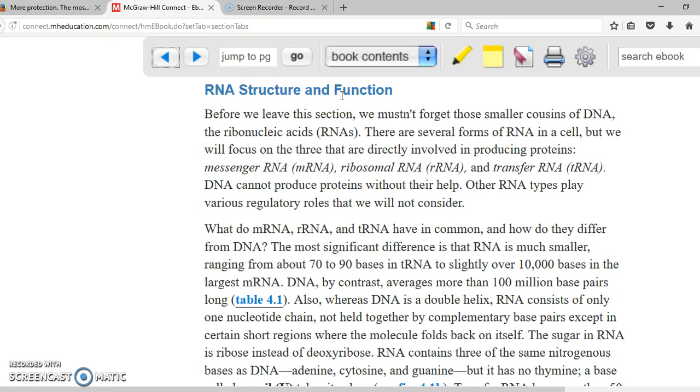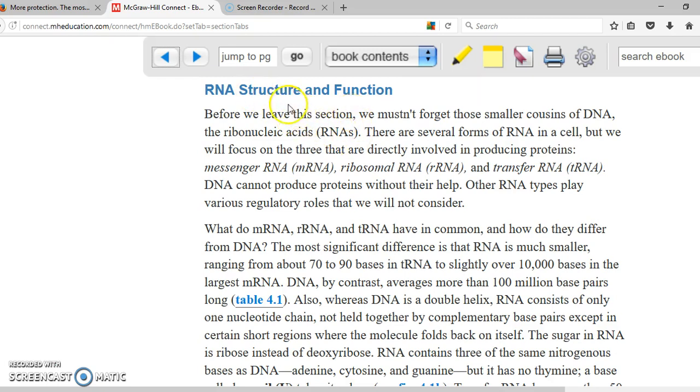Basically, the job of RNA is to take the information from the DNA and create proteins. So where does the RNA come from? The DNA. What's the job of the RNA? It is to take the information from the DNA and create proteins.